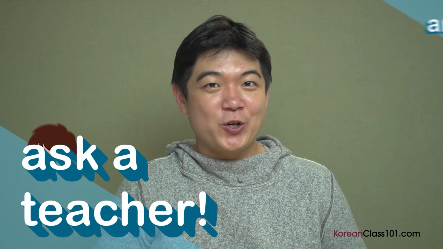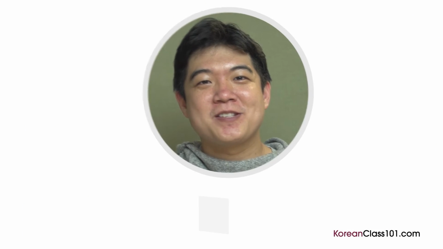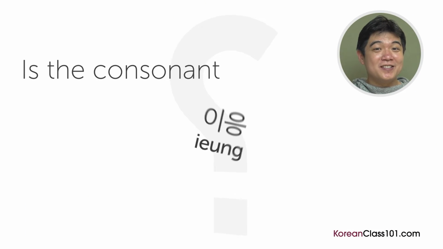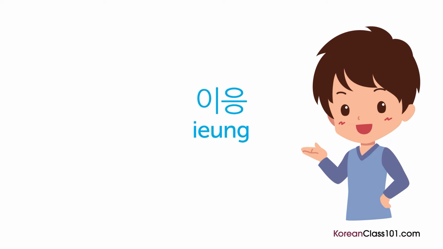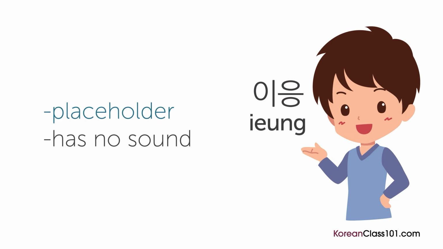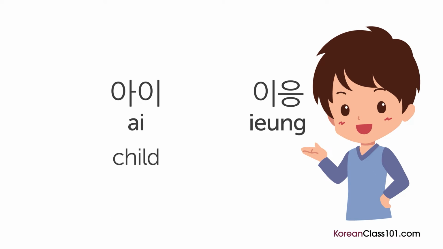Hi everybody, Jay here. Welcome to Ask a Teacher, where I answer some of your most common Korean questions. The question for this lesson is, is the consonant iung always silent? Usually, the consonant iung works as a placeholder and doesn't have any sound. However, when placed in the 받침 position, which is the final consonant in a Korean word, it has an ng sound. We'll break it down with a few examples.